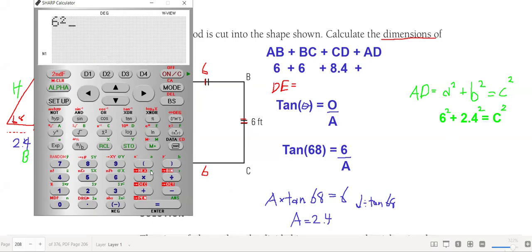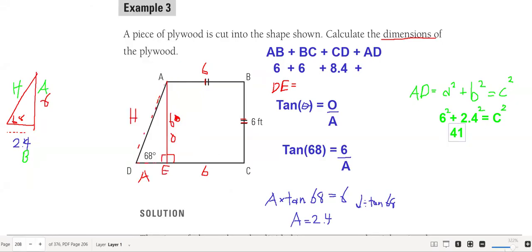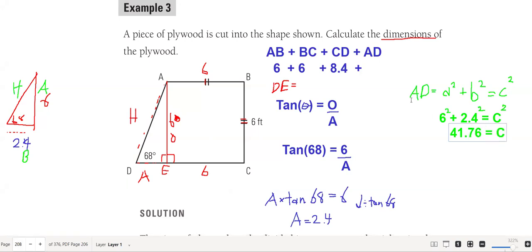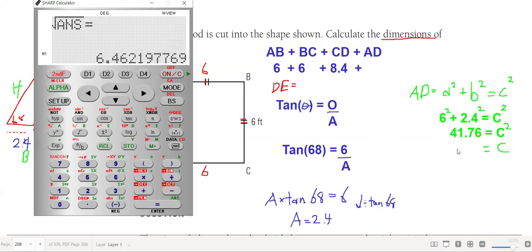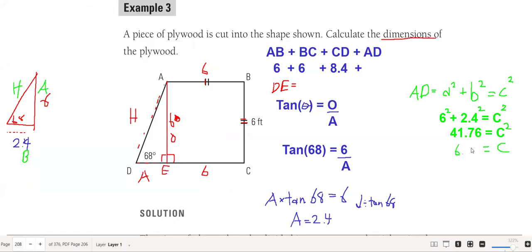So 6 squared plus 2.4 squared is 41.76. 41.76 is equal to C squared. Now, I don't care what C squared is, I care what C is, right? So I need to square root both of these things. And it will give me C is equal to 6.46. Or I'm just going to say 6.5, sure. So now this whole line here is 6.5.